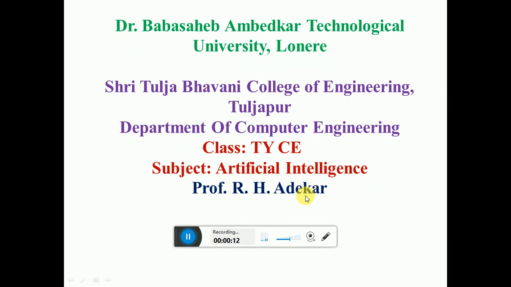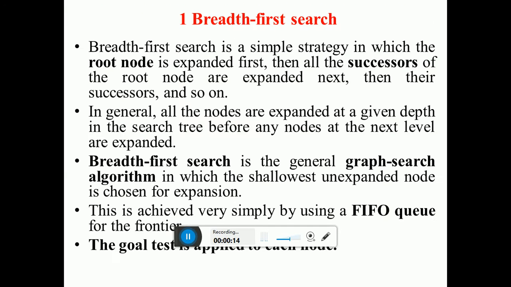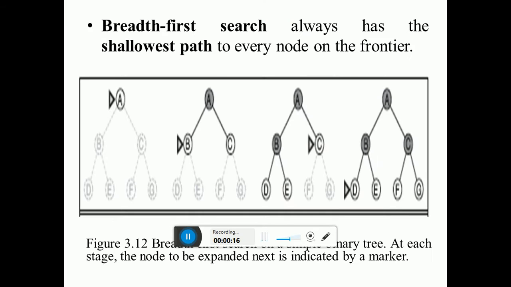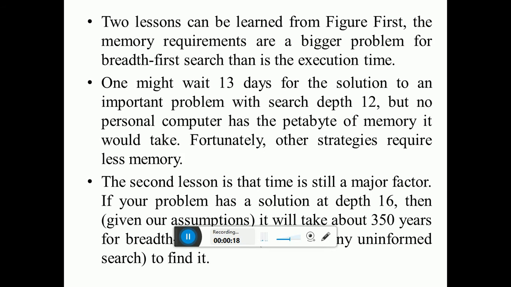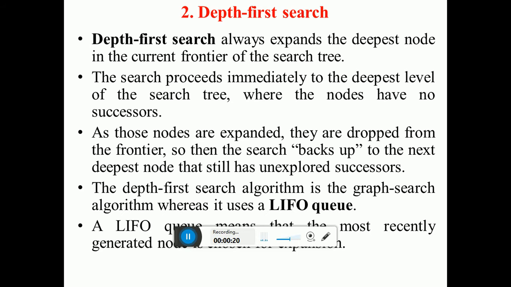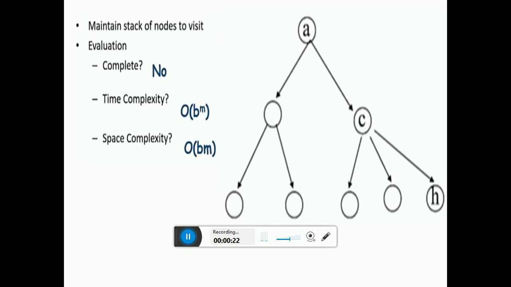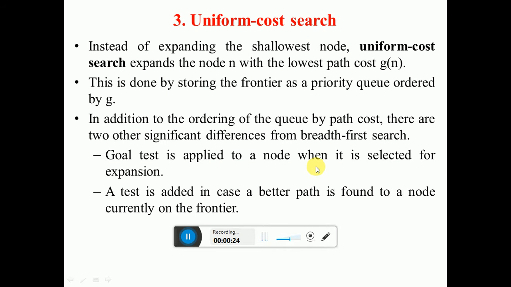In last lectures, we studied breadth first search. Also, we studied depth first search strategy. Today, we will see uniform cost search.